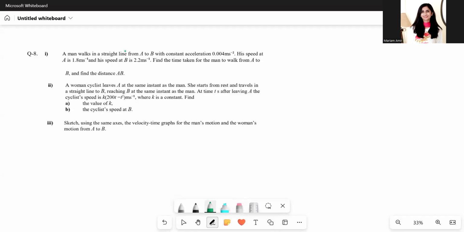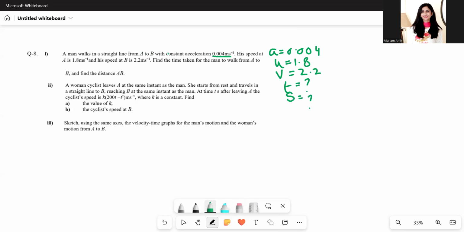A man walks in a straight line from A to B at constant acceleration of 0.004. His speed at A is 1.8 and his speed at B is 2.2. Find the time taken for the man to walk from A to B and the distance from A to B.